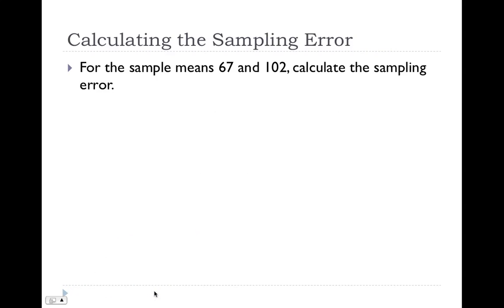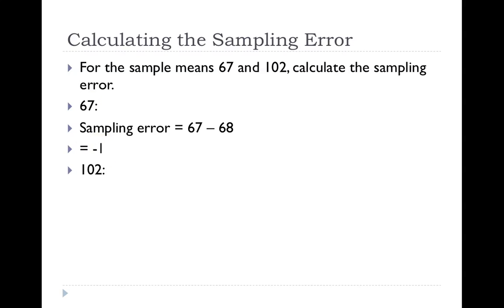So let's calculate the sampling error for 67 and 102. If x bar equals 67, to find the sampling error, we simply take x bar minus mu. So we take 67 minus 68, and that gives us a sampling error of -1. That -1 is negative because 67 is on the left side of 68. Any sample mean that's less than the population mean will have a negative sampling error.